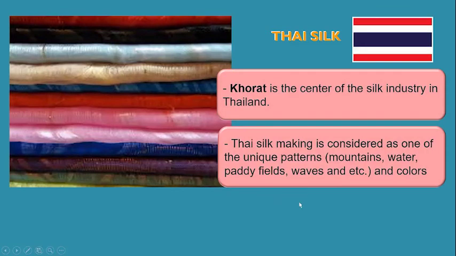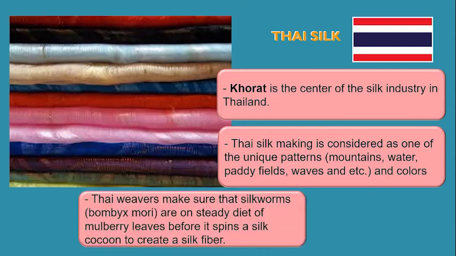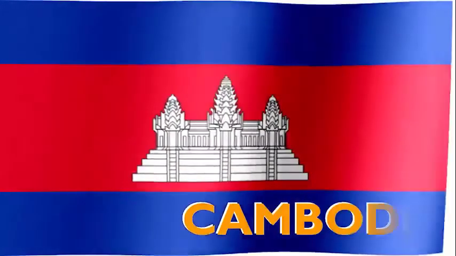Thai silk making is very unique in patterns and colors. The weavers make sure that the silkworm, or Bombyx mori, has a steady diet of mulberry leaves before it spins a silk cocoon to create a silk fiber. That is Thai silk of Thailand. Let's have Cambodia.